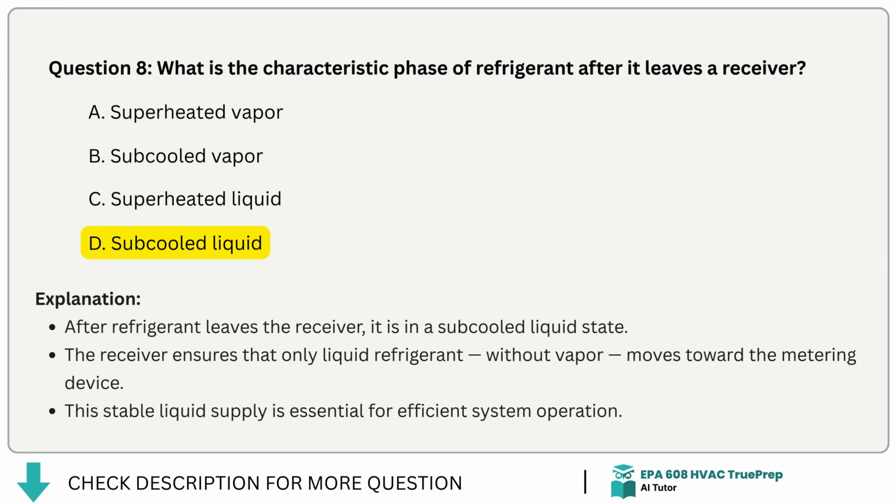Subcooled liquid. After refrigerant leaves the receiver, it is in a subcooled liquid state. The receiver ensures that only liquid refrigerant, without vapor, moves toward the metering device. This stable liquid supply is essential for efficient system operation.